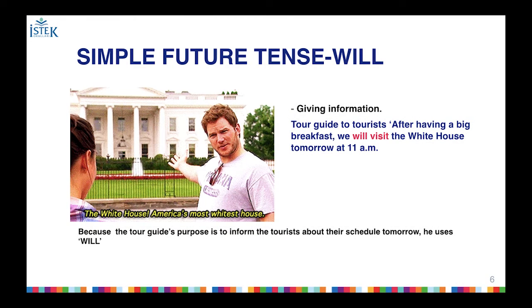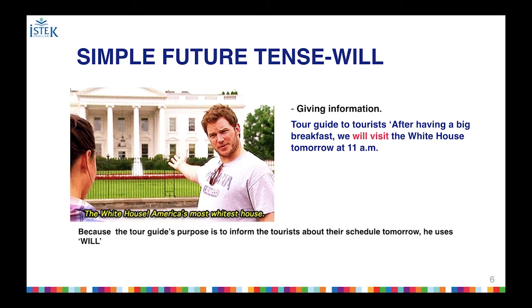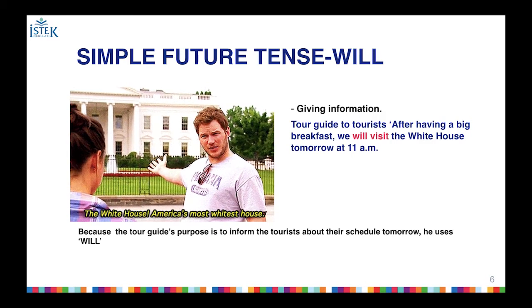We use simple future tense also to give information, like a tour guide to tourists. After having a big breakfast, we will visit the White House tomorrow at 11 a.m. The tour guide's purpose is to inform the tourists about the schedule tomorrow, so he uses will.